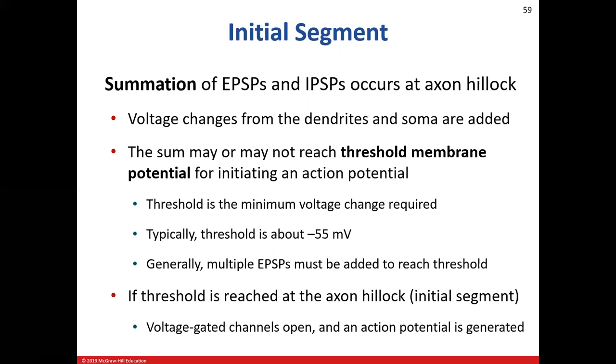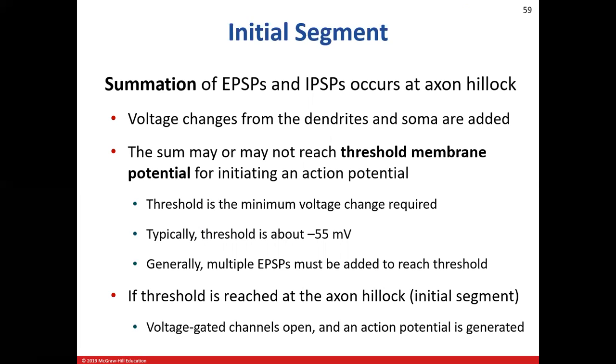The threshold is the minimum voltage change that's required to generate an action potential at that initial segment of the axon hillock. Typically, the threshold is about minus 55 millivolts. So we need approximately a 15 millivolt change in order to generate that action potential. Generally speaking, multiple EPSPs must be added to reach threshold, because multiple IPSPs are going to take you farther and farther away from the threshold, and it basically makes it impossible to generate the action potential.